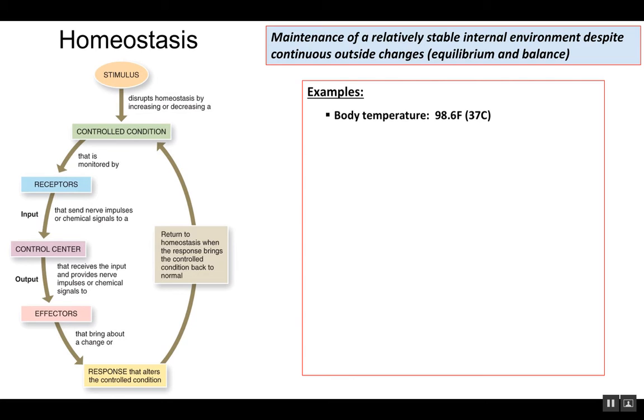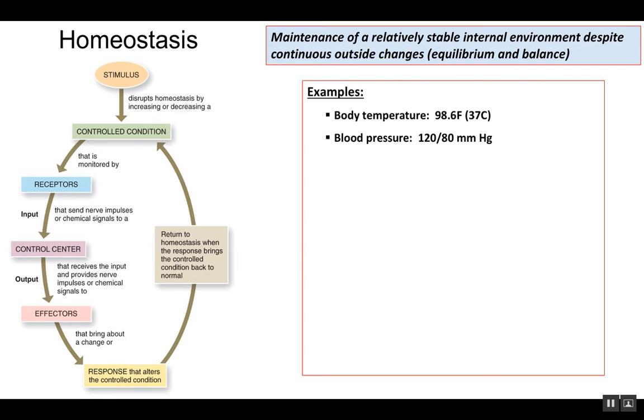So let's look at some other examples of homeostasis. We mentioned body temperature. We've probably heard of that number, 98.6 degrees Fahrenheit or 37 degrees Celsius. That's the controlled condition. If body temperature gets too high, that can be detrimental. If body temperature gets too low, that can be detrimental. So we need to keep it at roughly 98.6. We call that the set point. It can fluctuate, but we want to be fairly close to that 98.6 Fahrenheit.